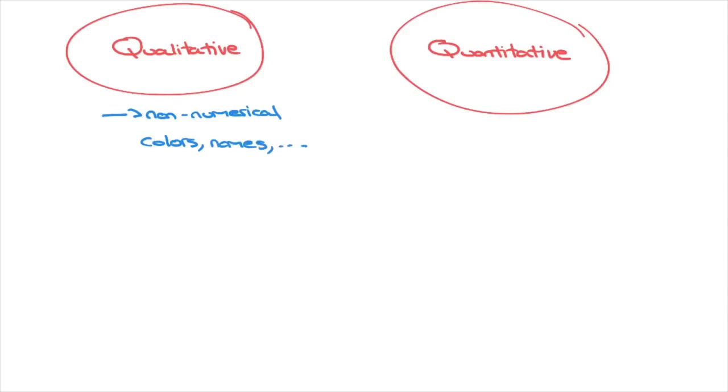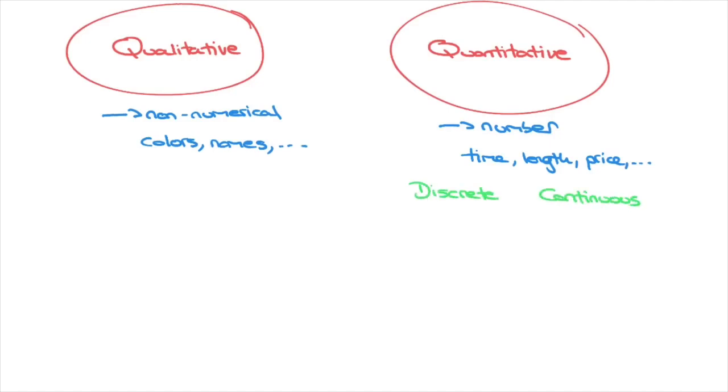Quantitative data corresponds to data whose values are described by a meaningful number. Things like time, length, or price. And remember, quantitative data falls into one of two subcategories, either discrete data or continuous data. And each of those was defined just a couple of minutes ago.